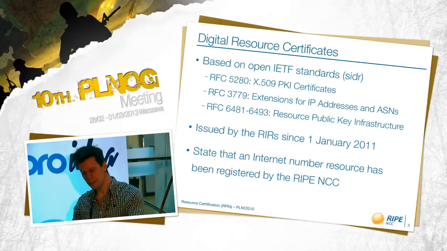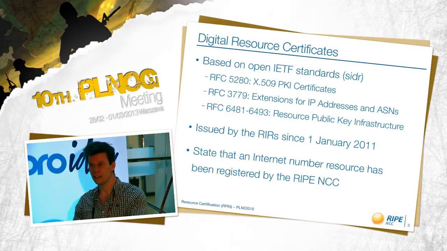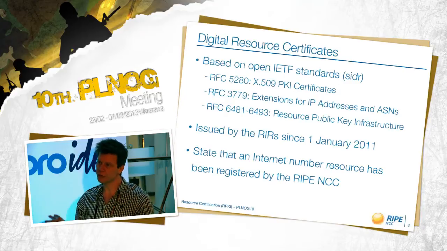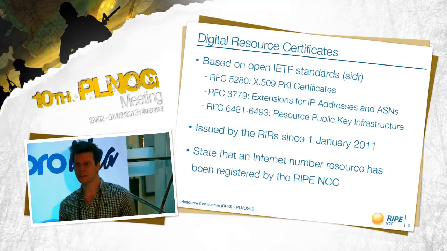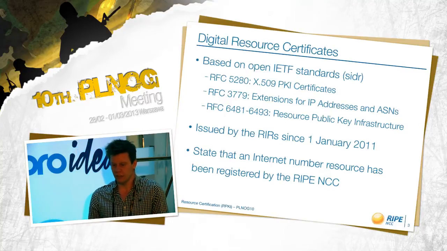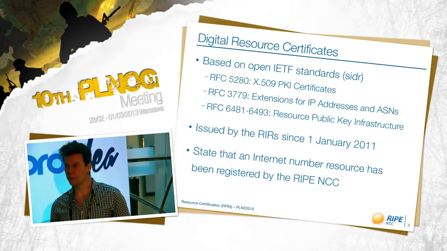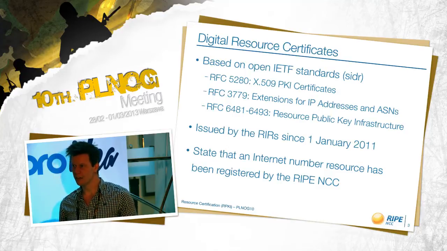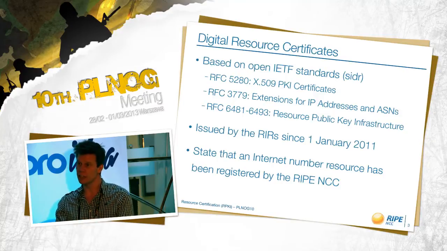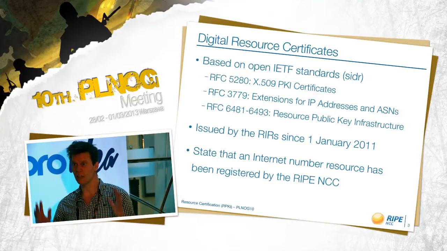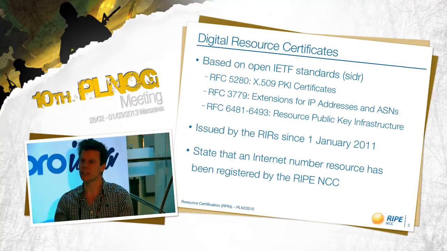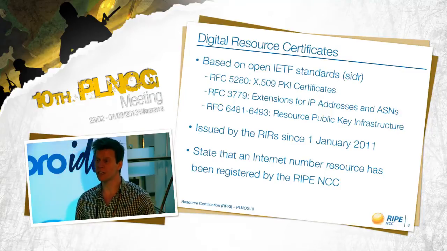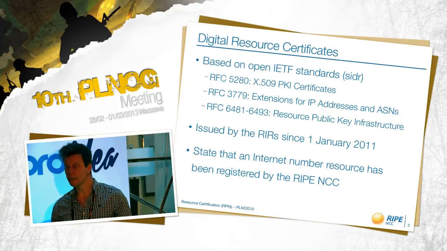And we've been doing this for a little over 2 years now. Since the 1st of January 2011, our members were able to request a digital certificate with their resource information on it. And all that the certificate does is state that these resources were truly issued by the RIPE NCC. Nothing else. The resource certificate doesn't even list your organization name. It's just a public key and a private key and a hash and your resources. And you have control over that certificate. You can use that certificate to make cryptographically verifiable statements. That is all.